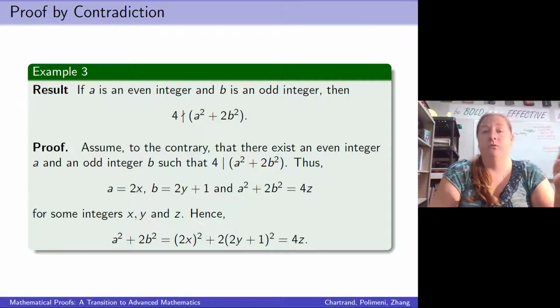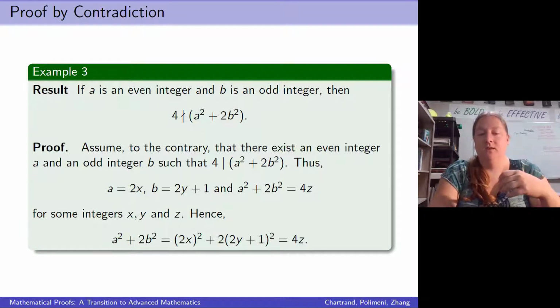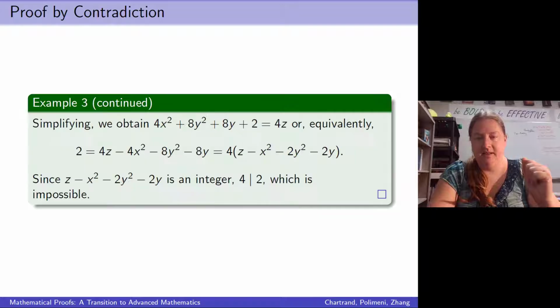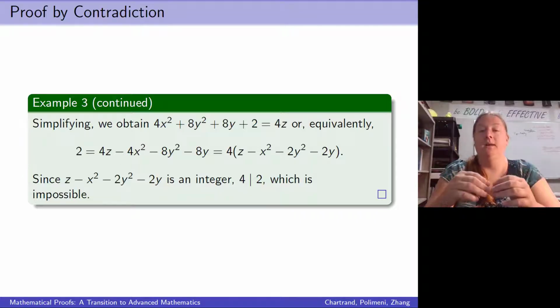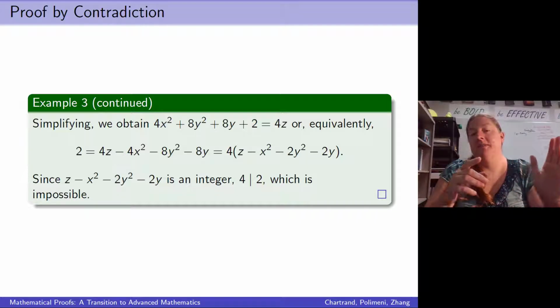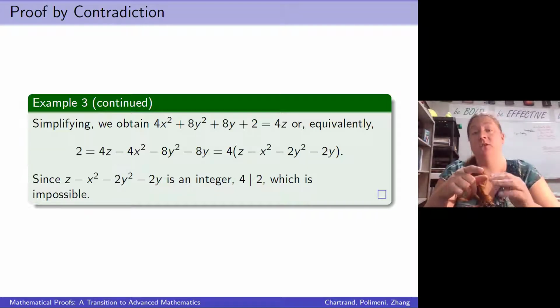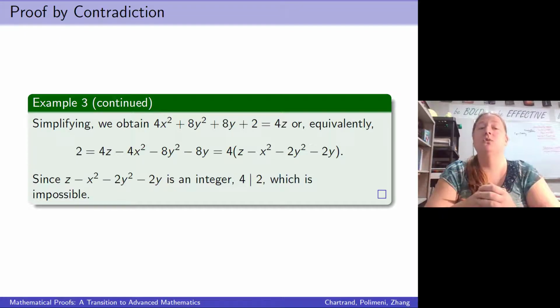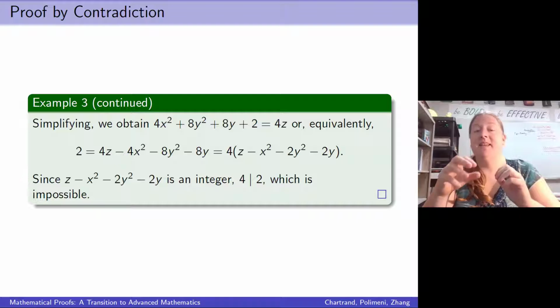And it's going to equal 4z by the definition of 4 dividing it. So I've got this complicated thing, and I'm going to simplify it a little bit. So I've got 4x squared plus 8y squared plus 8y plus 2 is going to equal 4z. Now, if I leave the 2 on the left-hand side and subtract everything else across to the right-hand side, I'm going to have 2 equals 4z minus 4x squared minus 8y squared minus 8y.